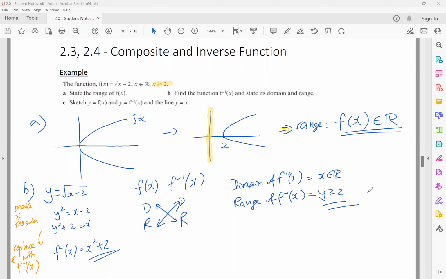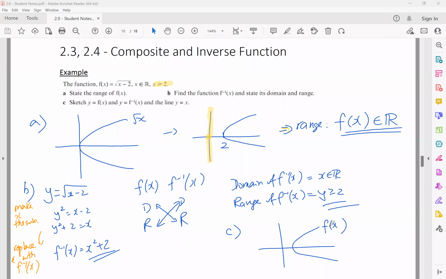Therefore, I told you it's quite important to remember the relationship between domain and range of the normal function and the inverse function. Sketch a graph of y equals f of x, the graph of the inverse, and the line y equals x. Now we've done the original graph. So we know it's like a parabola, but sideways. So that's f of x. x equals 2. And the line y equals x like this.